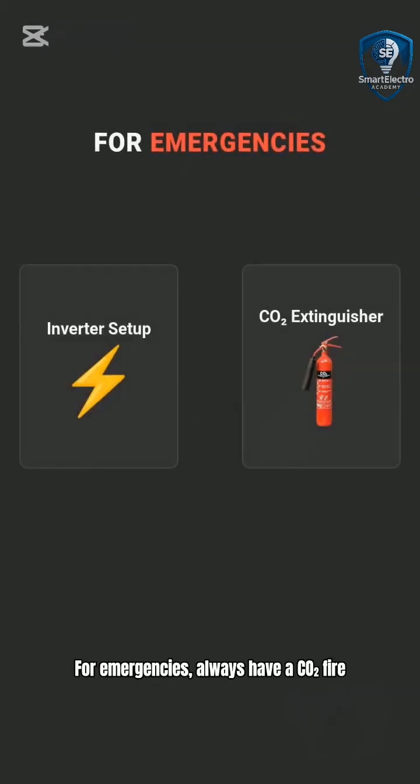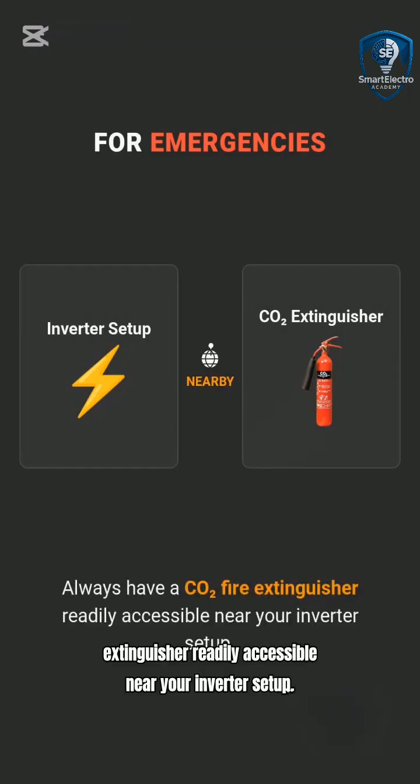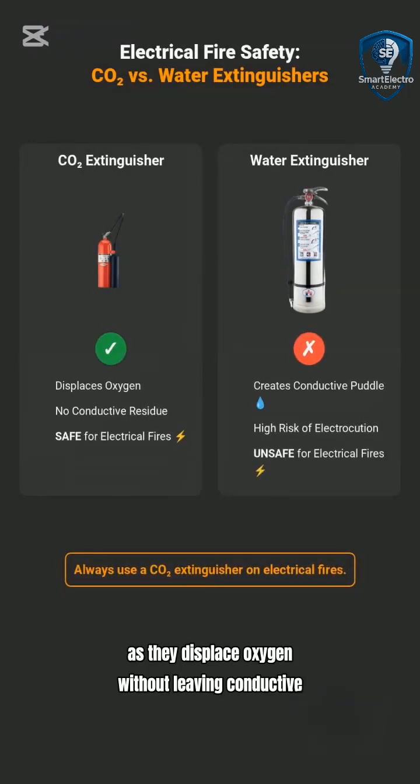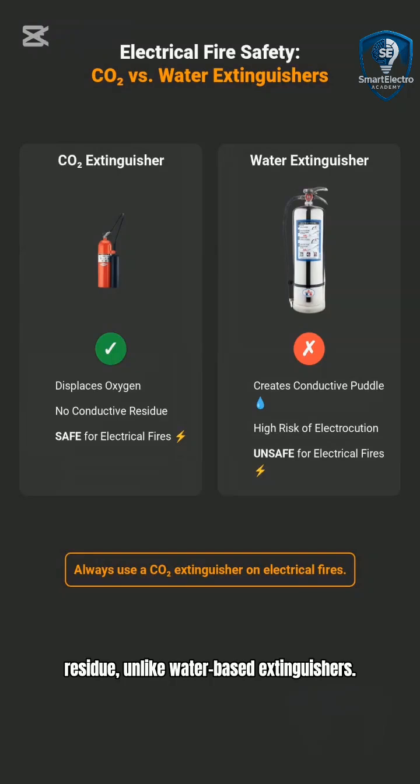For emergencies, always have a CO2 fire extinguisher readily accessible near your inverter setup. CO2 extinguishers are safe for electrical fires as they displace oxygen without leaving conductive residue, unlike water-based extinguishers.